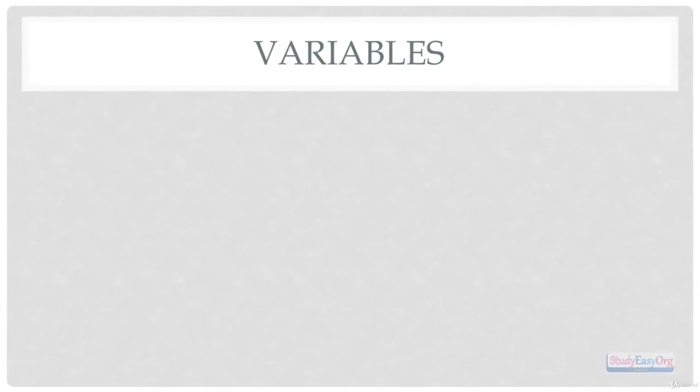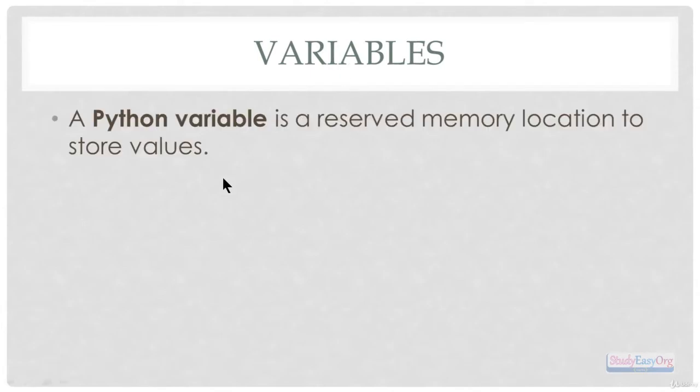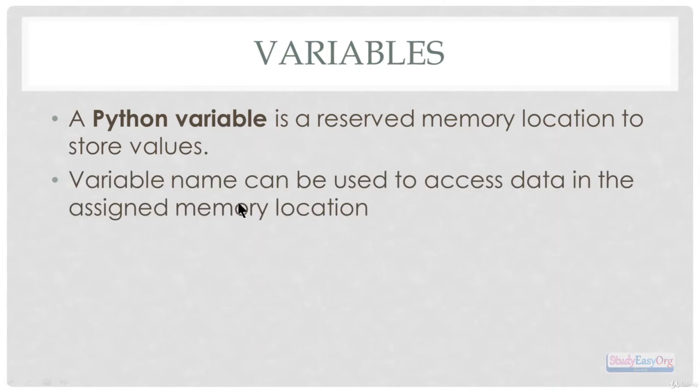Now let us quickly check variables. What are variables? Variables are reserved memory locations to store values, and these values can be used numerous times in our code. The variable name can be used to access the data in the assigned memory location. So these are like spaces where we can store some data. Now here is an example. A equals 75. In here A is the variable name, and we are storing 75 inside the variable A.